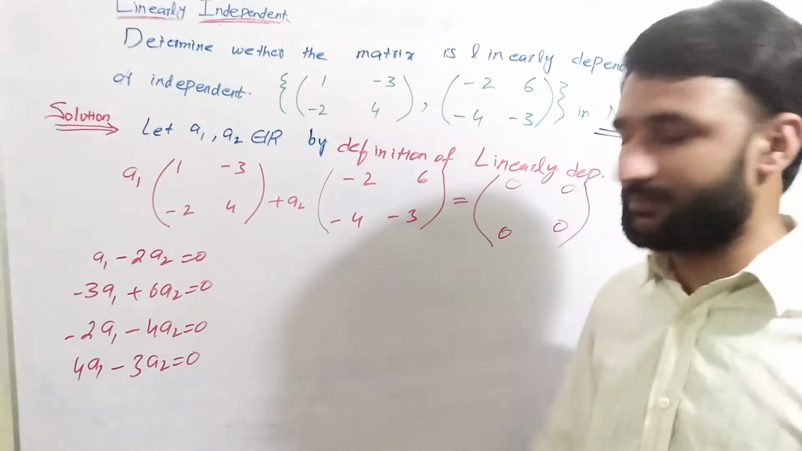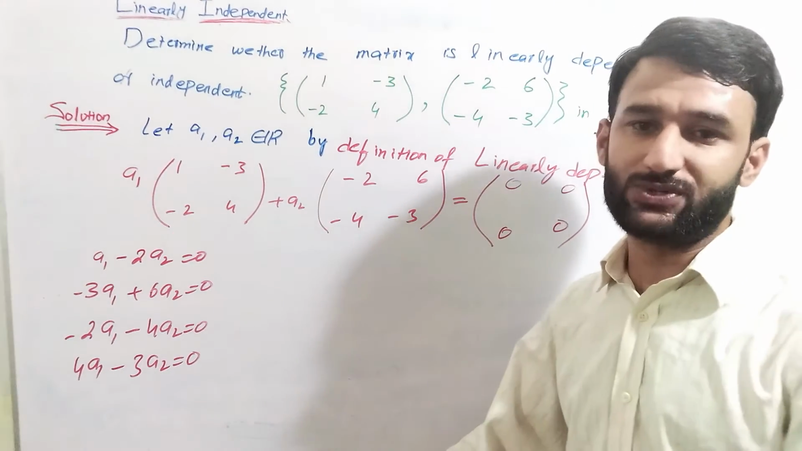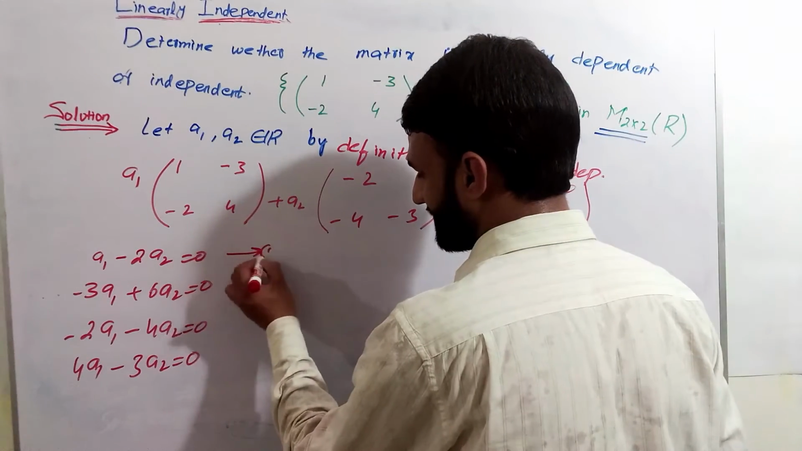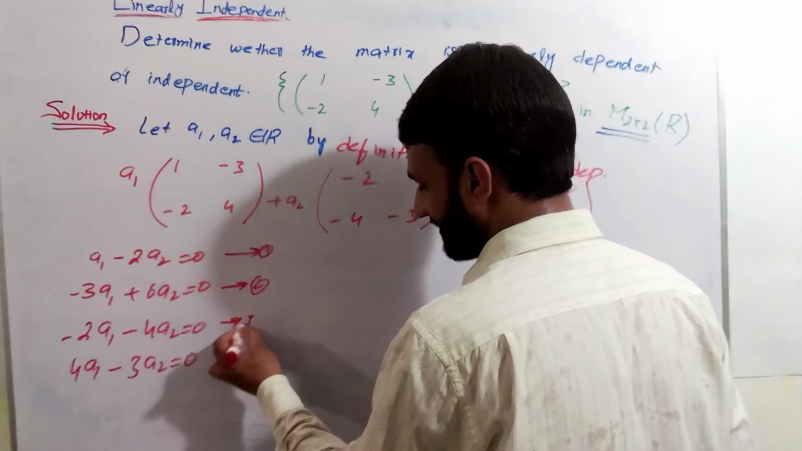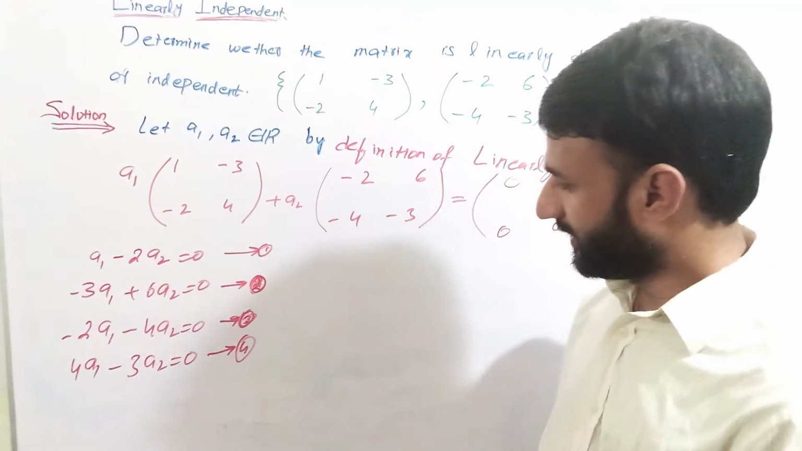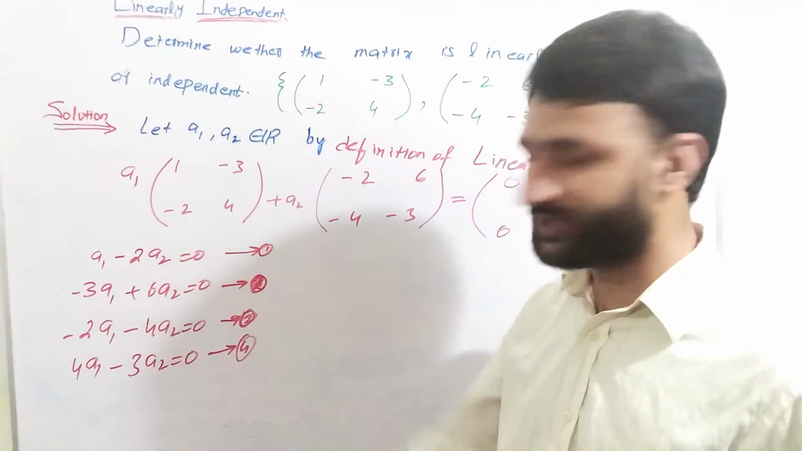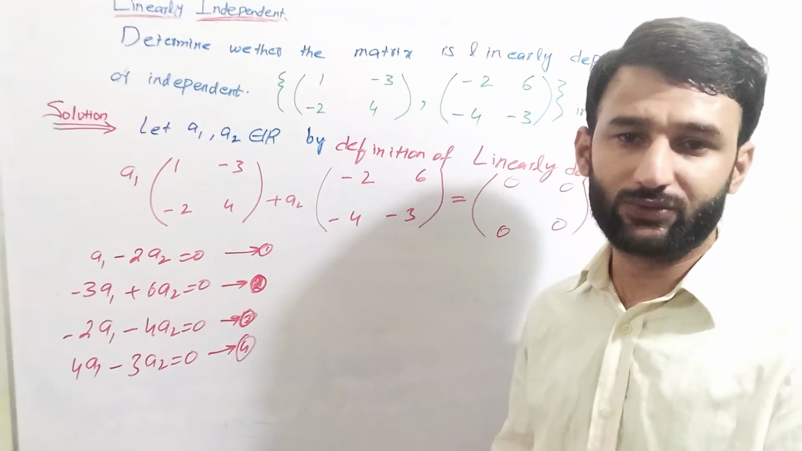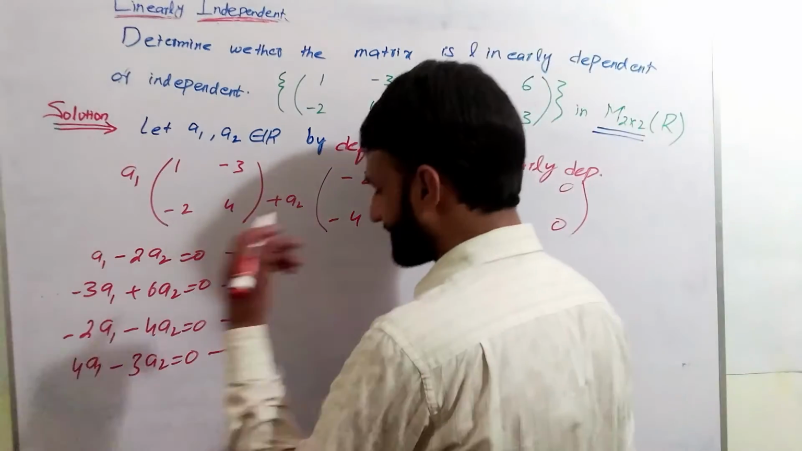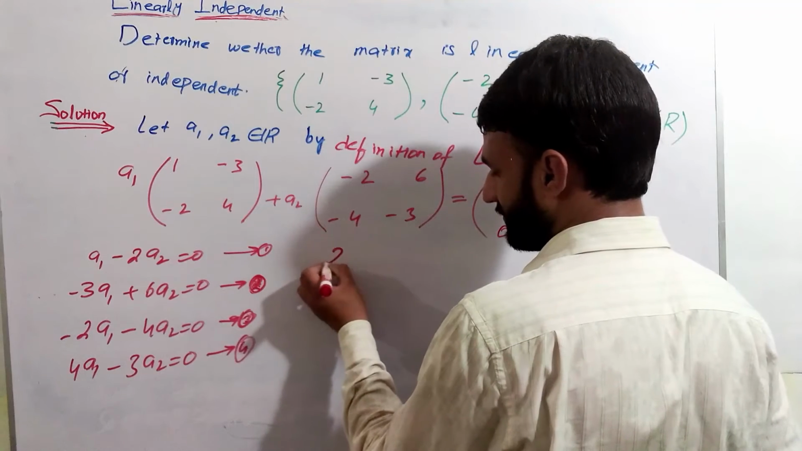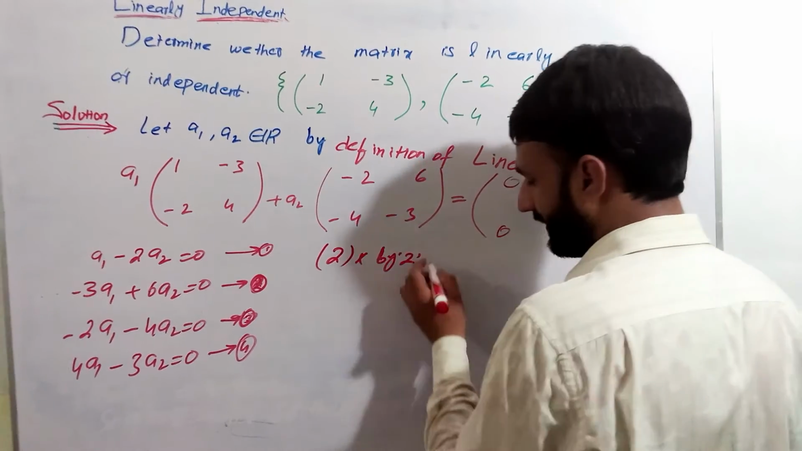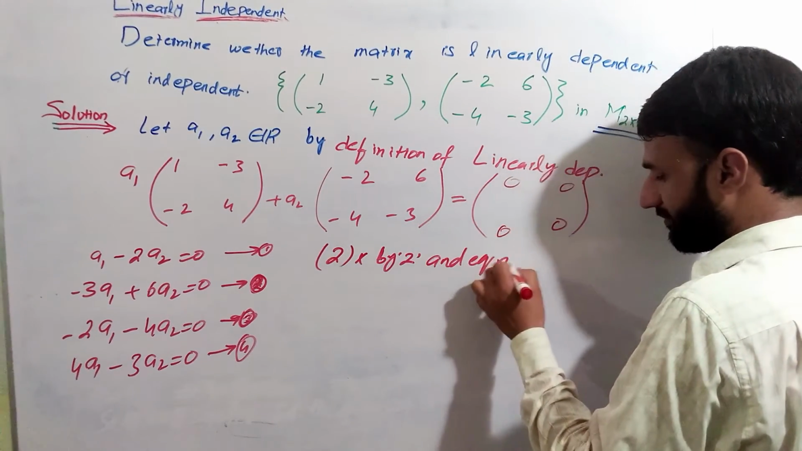A simpler way is to simultaneously solve any 2 equations and find the values of the constants a1 and a2. This is equation 1, equation 2, equation 3, and equation 4. Because we have 4 equations and 2 constants, we choose any 2 equations and solve simultaneously to find the scalars a1, a2. Multiply equation 3 by 2 and add equation 4.